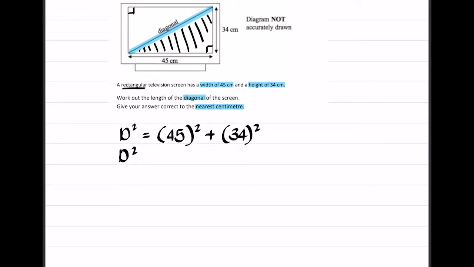So the diagonal squared is equal to 45 squared plus 34 squared, which comes to 3,181. But I'm not looking for the diagonal squared, I'm looking for the diagonal, which means that I'm going to square root both sides of this equation so that the square root cancels with the square. So the square root of D squared is D, or the diagonal, is equal to the square root of 3,181, which rounded to the nearest centimeter becomes 56 centimeters.